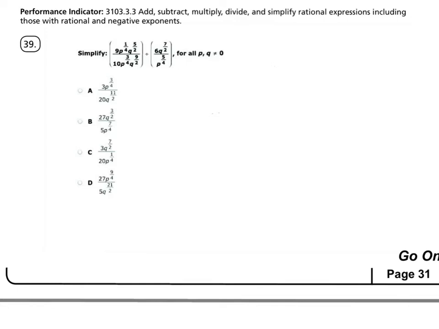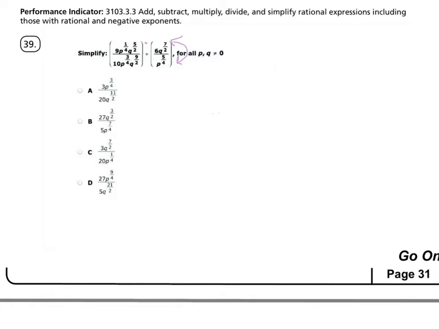Here we're dividing one fraction by another fraction. Now usually it's easier if instead we multiply by the reciprocal. So I'm going to change this division sign to multiplication and then also flip the second fraction around.